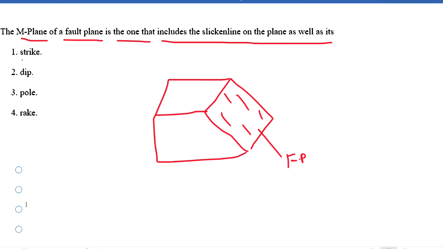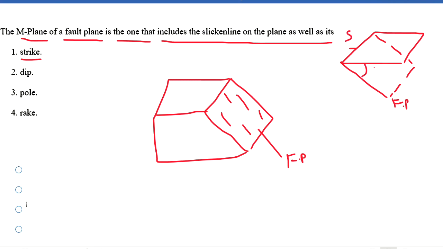If we look at strike, strike is the line of intersection between this fault plane and the horizontal. This is strike, and the angle between this horizontal plane and the fault plane is our dip. This is our dip. And what is pole? Pole is perpendicular to this plane. We call it a pole.